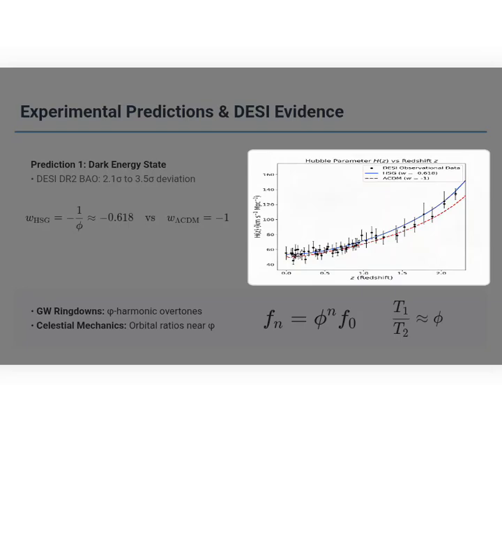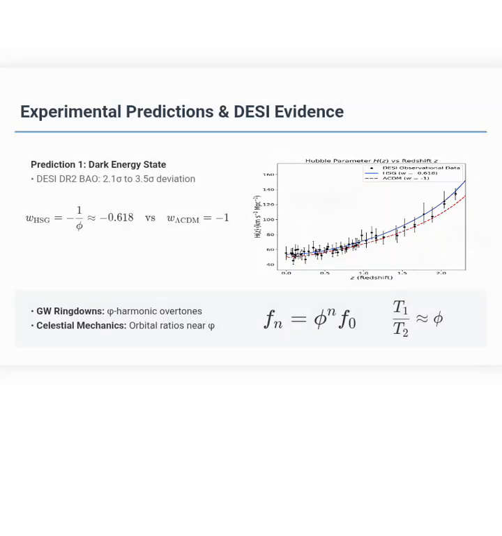Now, look at this data comparison. Recent DESI-DR2 observations have shown deviations from the standard model ranging from 2.1 to 3.5 sigma. In the world of physics, that's a significant tension. HSG naturally resolves this by placing the attractor exactly where the data seems to be drifting.